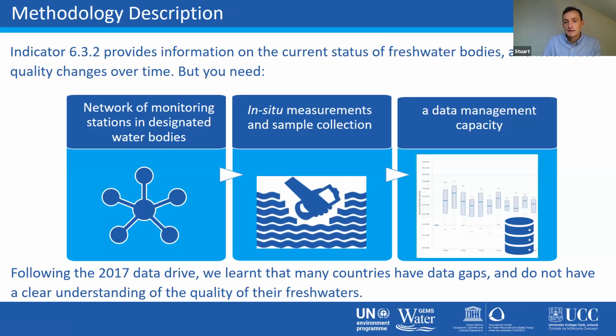So being able to classify water quality as either good or not good requires a water quality monitoring program that generates credible data. And for that, and to be able to report on the indicator, you require three key critical components. You need the monitoring network in the first place. You need the capacity to either measure in situ or to collect samples and take them to an analytical facility. And you also need the data management capacity to handle the data that this monitoring program generates. And following the 2017 data drive, we realized there are many countries with capacity gaps and data gaps, which hindered people from being able to report fully during that period.